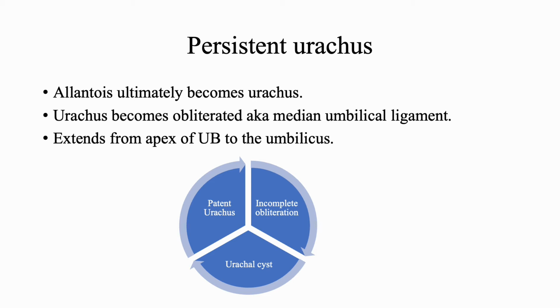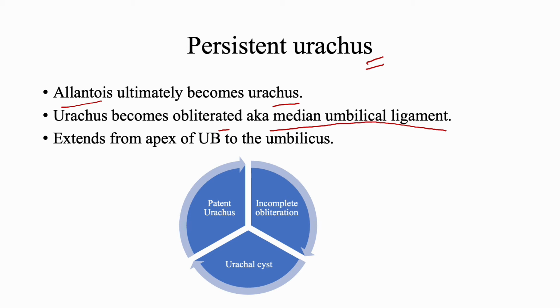The next congenital anomaly of the urinary bladder is the persistent urachus. Talking about the persistent urachus, firstly we have to remember the allantois. The allantois is a structure that connects the umbilicus to the apex of the urinary bladder during fetal life. This allantois ultimately becomes the urachus. The urachus becomes obliterated, also known as the median umbilical ligament, and it extends from the apex of the urinary bladder to the umbilicus.